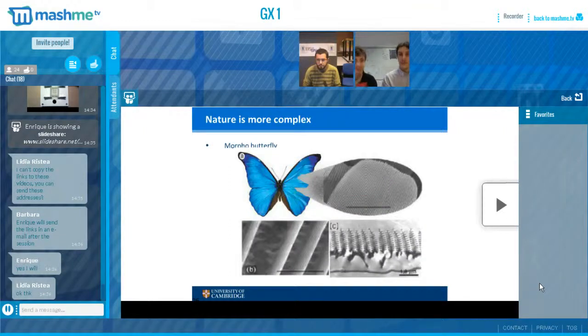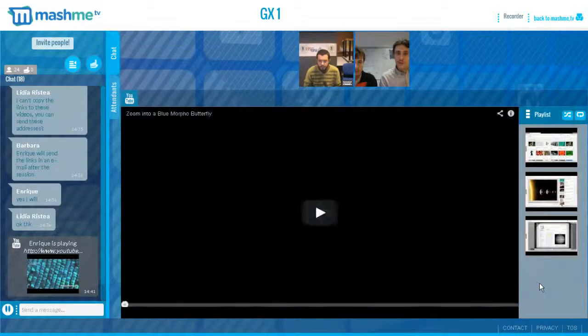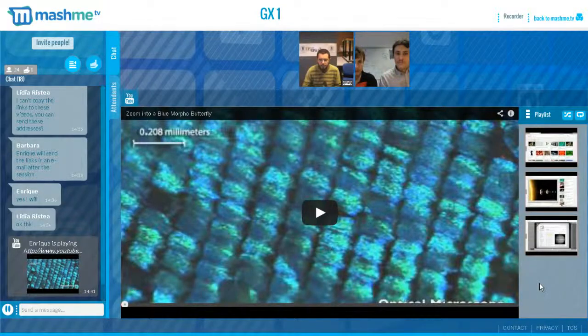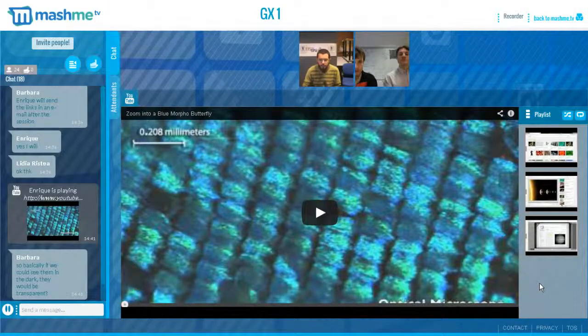So this is the next butterfly, the blue butterfly. It's called the morpho butterfly, and it's really valuable; you can buy these butterflies over eBay. And we also have a video of this zooming into the structure, and I think we can try to load that, Enrique, the morpho butterfly video. Let's wait to see if it loads now.